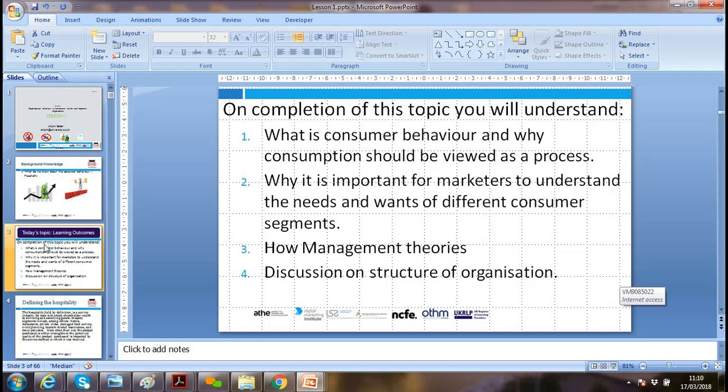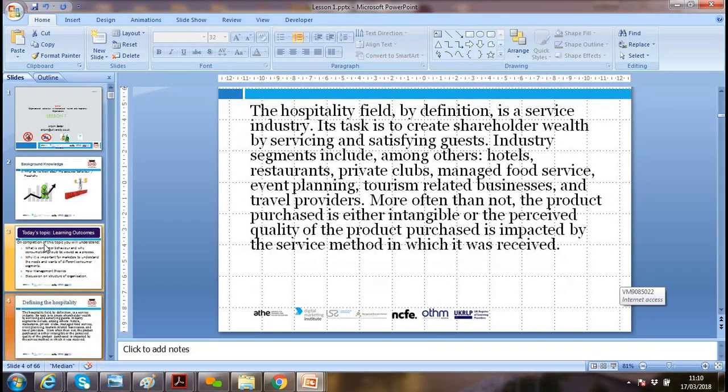My name is Anjum Satar. If you don't get me, please ask me, and if you have any questions, email me, and I'll go through and explain again. So on completion of this topic, you will be in a position to understand what consumer behavior is and why consumption should be viewed as a process, and why the marketer needs to understand the needs and wants of the consumer segment. We'll go through how management theories help us understand consumer behavior and how we can manage it, and a discussion on the structure of the organization.